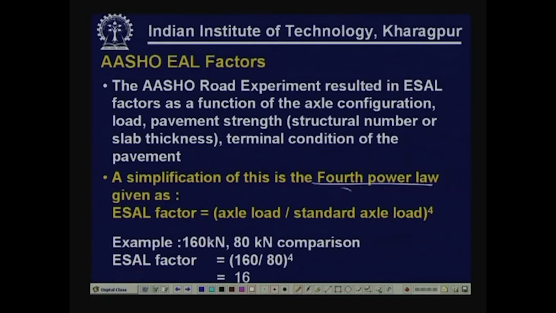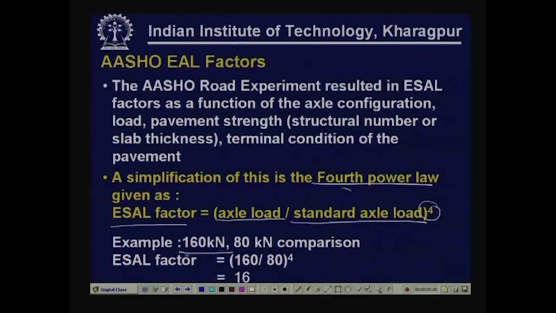which is given as: equivalent standard axle load factor is the axle load under consideration divided by the standard axle load, which is 80 kilonewton, to the power 4. That is why it is called the fourth power law. This is an approximate one.